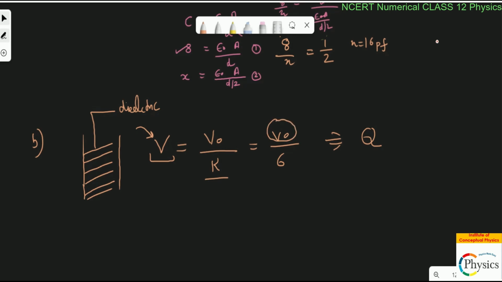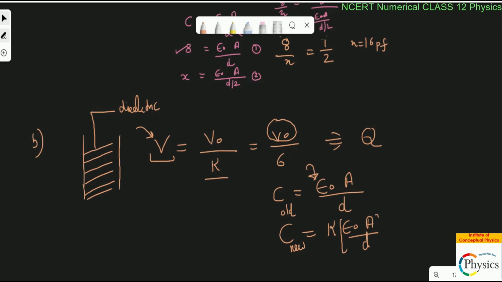Now the capacitance is given by epsilon naught A by D. And since your potential has gone down, you will write this as K epsilon naught A by D. This is your C new. And this is your C old. And you know how much this is? This is given to be 8 picofarads. So K, which is the dielectric constant, 6 into 8 is equal to 48 picofarad.